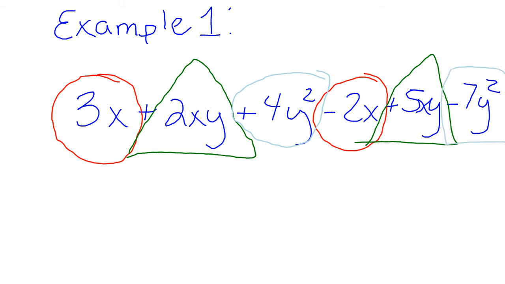So I'm going to take my 3x minus 2x. So 3 minus 2 is 1x. Looking at our xy terms, I have a positive 2xy and a positive 5xy. So we combine the coefficients. So we're going to have 2 plus 5 is 7xy.